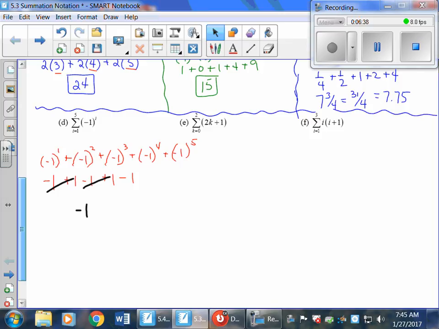So taking a look at E, I'm going to just slide down a little bit so I'm not getting in the way of letter D. K starts at 0, so I know I'm going to have 2 times 0 plus 1. That's my first term. Plus my second term is 2 times 1 plus 1. So K is 0, K is 1, and I need K is 2. So let's put one more down here. Plus 2 times 2 plus 1.